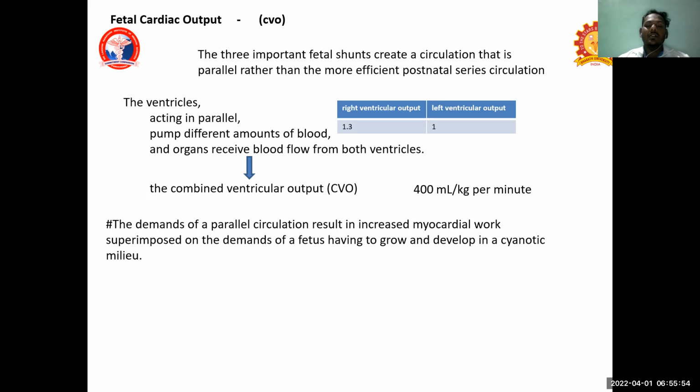The combined ventricular output is around 400 ml per kg per minute. The demands of parallel circulation result in increased myocardial work superimposed on the demand of a fetus having to grow and develop in a hypoxic milieu.